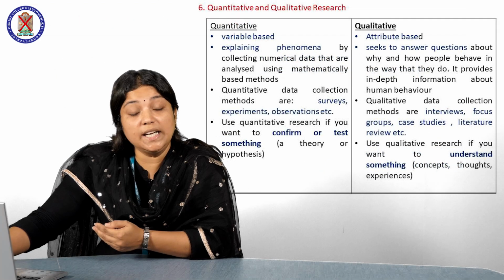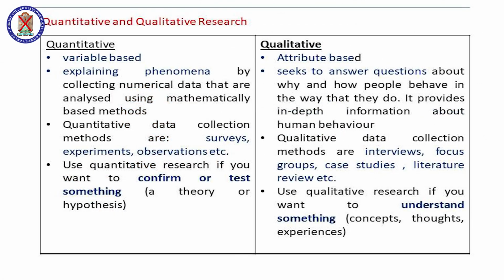Next, we will talk about qualitative research. Qualitative research is attribute based. It seeks answers to questions about why and how people behave the way they do, and it provides in-depth information about human behavior. Qualitative data collection methods are interviews, focus groups, case studies, literature reviews, etc. Since it is attribute based, we use qualitative research to understand something, such as a concept, thoughts or an experience. This is all about quantitative and qualitative research.